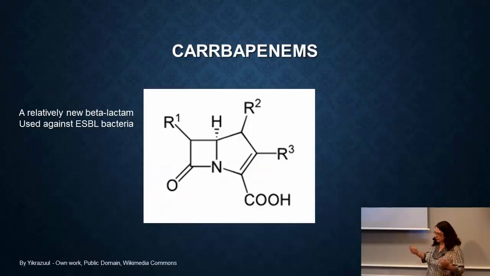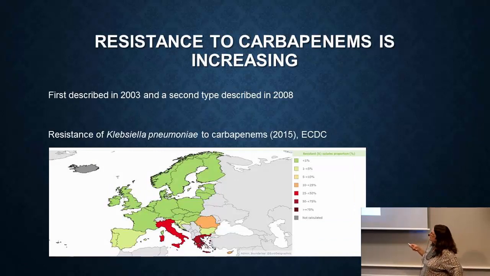And the last type of beta-lactam I want to mention are the carbapenems, and they're our real fear right now. A relatively new beta-lactam is carbapenem that's used against ESBL. It again has this central structure, but the parts around it have been modified. And the problem with them right now is resistance was first described in 2003 and a second type in 2008. It was actually identified in Sweden for the first time ever in 2008 from someone who had gone on holiday to India. And this is our current situation in resistance to carbapenems for one bacteria, Klebsiella pneumoniae. Already in Southern Europe, it's very bad. Sweden's still doing fine, but it's been detected here and will continue to spread.